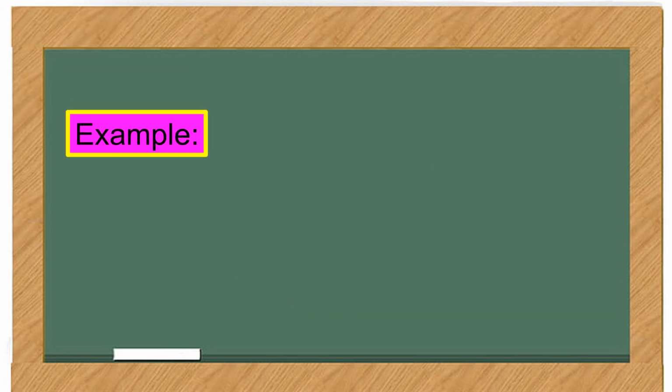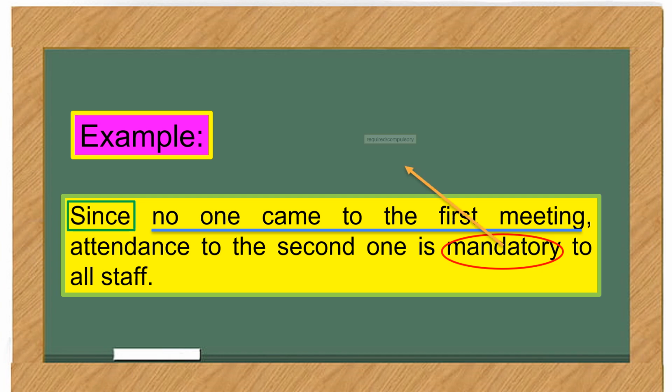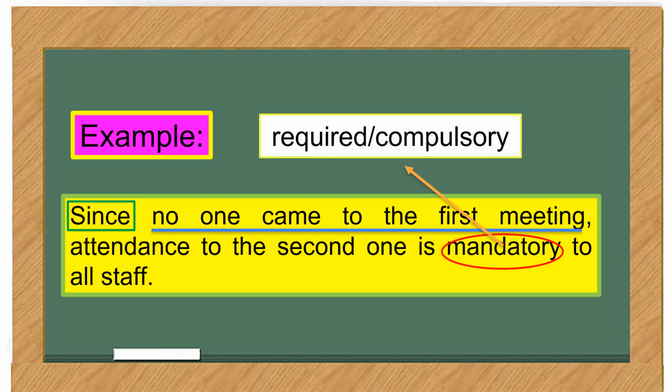Example: since no one came to the first meeting, attendance to the second one is mandatory to all staff. Our signal word is since. Difficult word is mandatory. This is also a result of the first event, which is no one came to the first meeting. Thus, in this sentence, mandatory means required or compulsory.